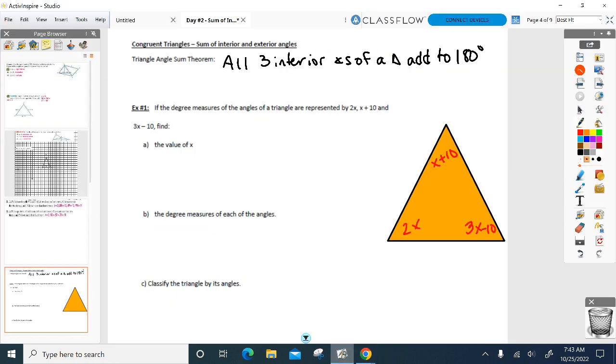Let's roll. I got all three. Go ahead. 2x plus x plus 10 plus 3x minus 10 equals 180. Got it. There we go. Add them all up, and everybody knows they add to 180. Everyone all good there? Don't set them equal to each other. I don't know any of these angles are equal. So I'll let you guys combine like terms, move everything over, and we'll get a value of x in a second.